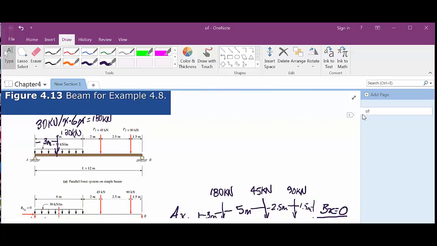It was given as 30 kilonewtons per meter, right? Times 6 meters, and that's where the 180 comes from. And your meters cancel out, and you're left with kilonewtons. Okay.